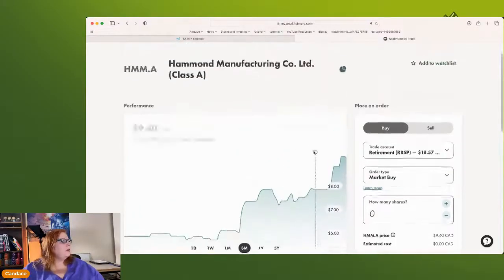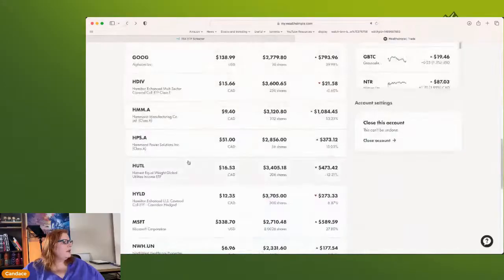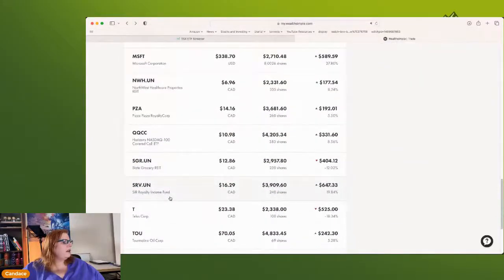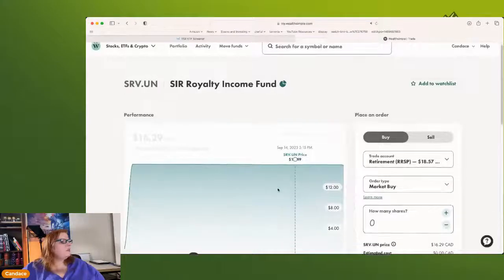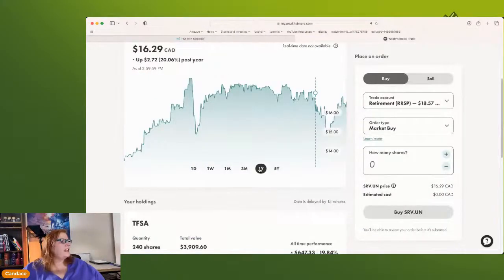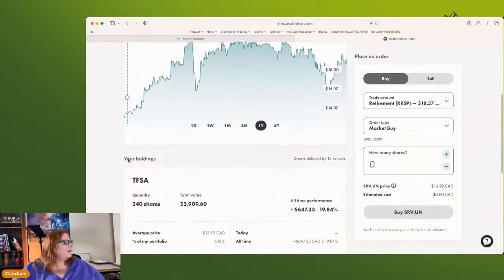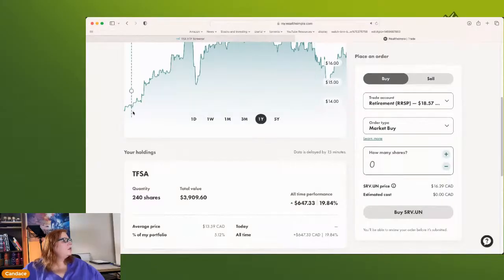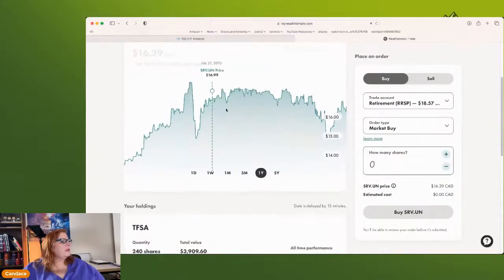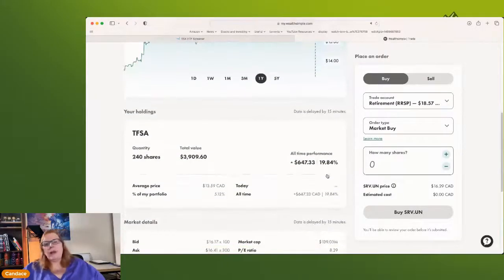Another little hidden gem that I have as well is Sir Royalty right here, SRV.UN. So this one here, I'll go back to 1 year. I've had these guys for more than a year. I bought down in this area. Let's find out what I bought. Yeah, 13.59. So I bought down here, and this has just been a nice little stock. It's been up nice and high. Currently I'm up 19.84%, $647.33. You can't not like that.